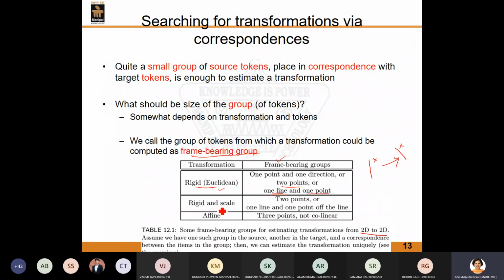Now let's say in the case of a rigid and scale operation, either I can use 2 points, or I can use a line and a point which is not present on the line. If it is the affine transformation, I can use three non-collinear points, to just find out what is the affine transformation that has happened. So this is the case of 2D to 2D registration.